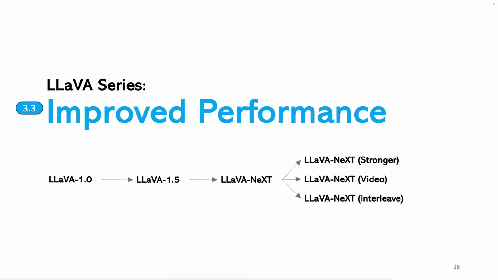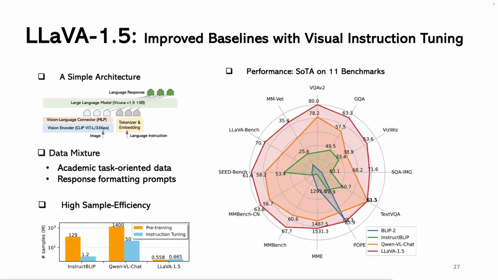Okay, let's talk about the first part. This should be 3.1, where we are going to dive into the model family, trying to push the performance limit of the LLaVA family. I'll talk about LLaVA 1.5 first, and then LLaVA-NeXT, and then we build several variants of LLaVA-NeXT models. Okay, first, LLaVA 1.5, which was released in September or October last year.